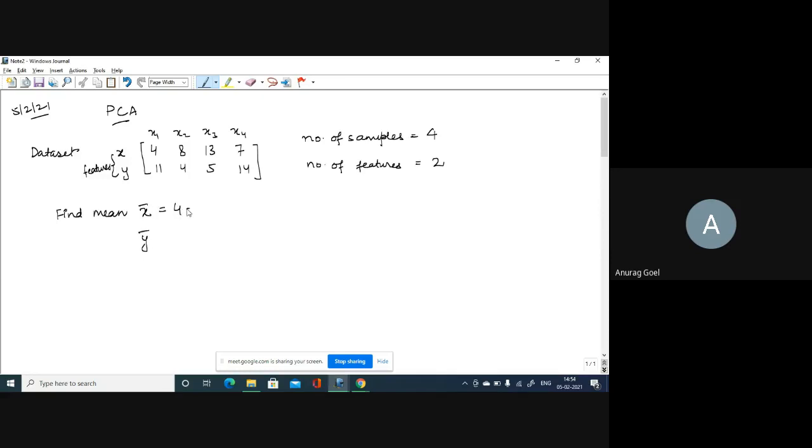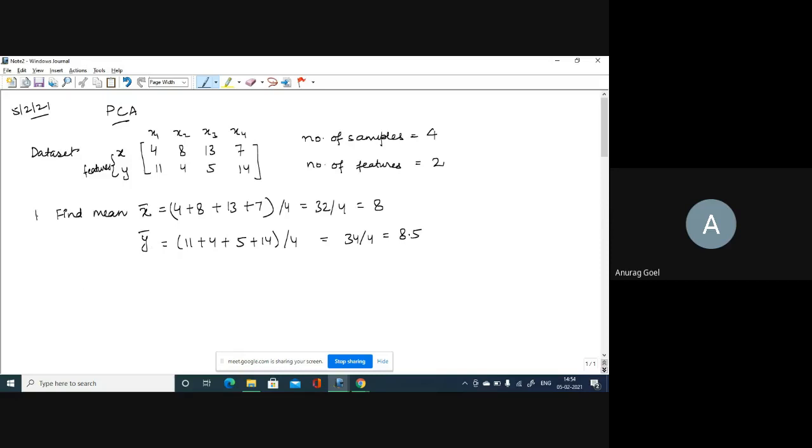So x bar would be 4 plus 8 plus 13 plus 7 by 4. We add all these four terms and divide by 4. How much would it be? 32 by 4 is 8. And y bar would be 11 plus 4 plus 5 plus 14 divided by 4. This would come as 34 by 4, so this would come as 8.5. So this is our mean, x bar and y bar.